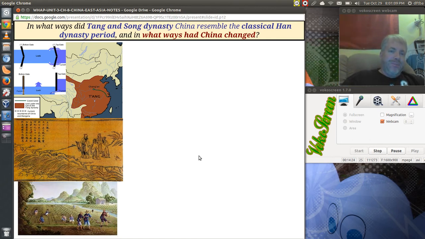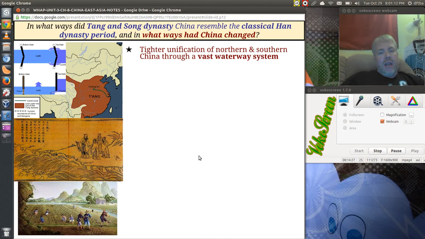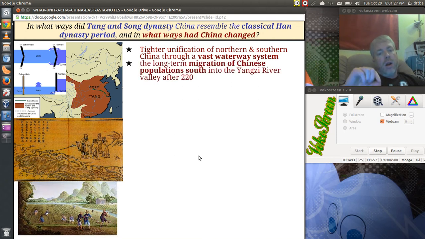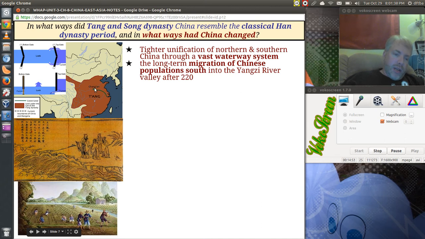Now, continuing here, in what ways had China changed? There was tighter unification of northern and southern China, and they had started in the Tang and Song dynasty really ramping up this vast waterway system that started under the Sui. The long-term migration of Chinese populations to the south from the north to the Yangtze River Valley after around 220. So where you see the green dot here and where the waterway runs in green here, these are basically a series of locks, and you would let water in and fill the water level so the boat would rise up to a new level.